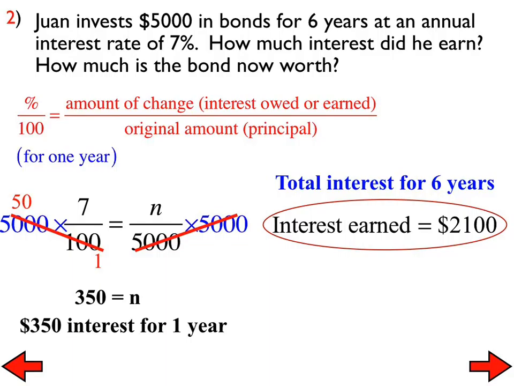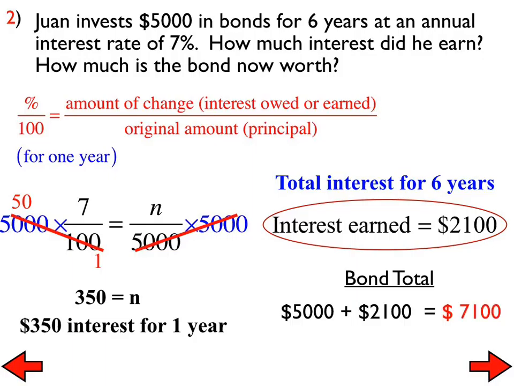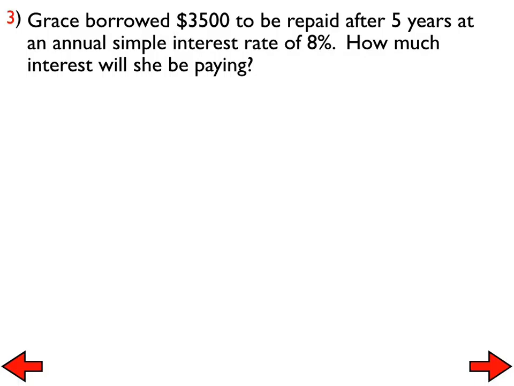He originally put in $5,000 and he earned $2,100. How much total is that bond worth now? You have to add it together. Good. So $7,100.